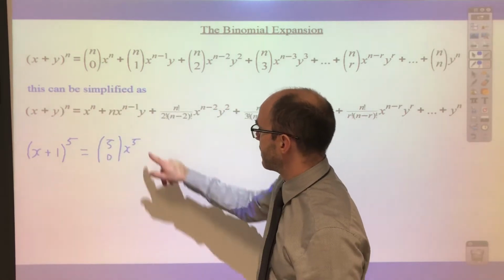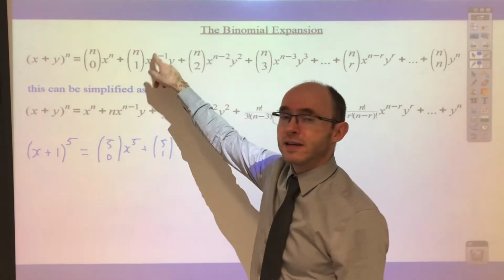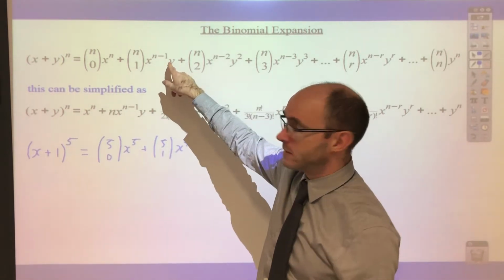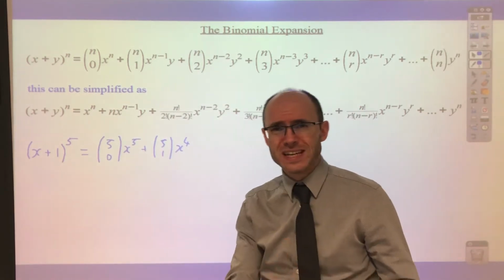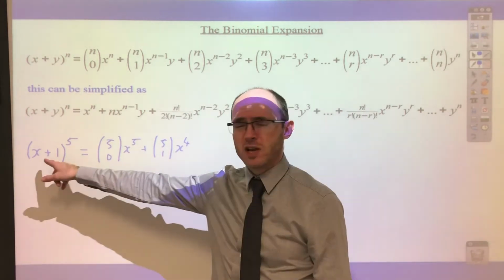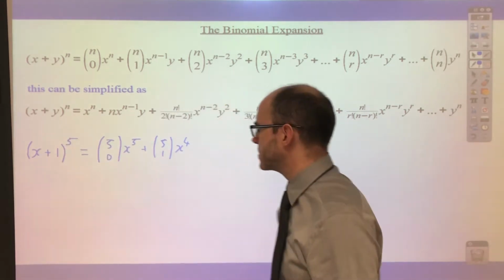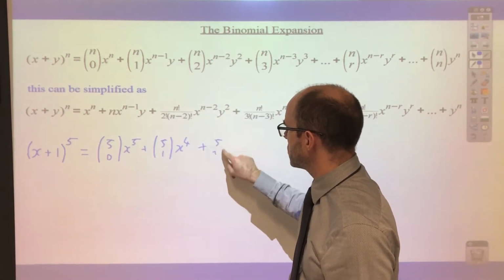And then the next one is going to be 5 choose 1. And then you've got x to the power of 4. And then you've got y, which is just 1. You can either write 1 or, because you know it's 1, just leave it. I did say to you earlier on that it's an easy case when 1 is one of the terms inside the bracket.